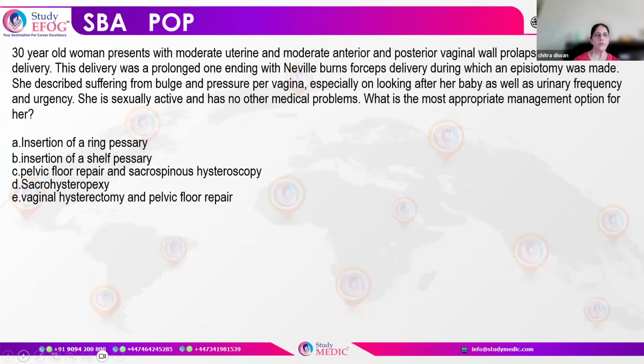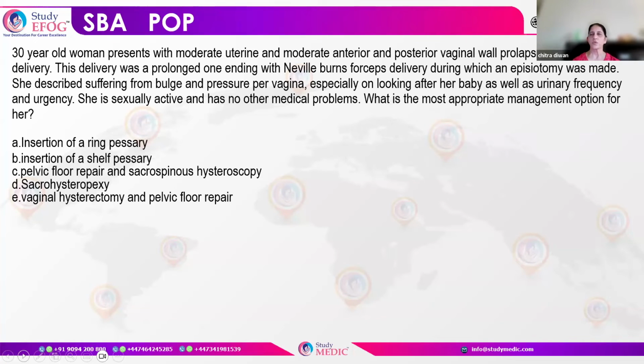Now you have another woman, 30 years old. She presents with moderate uterine and moderate anterior vaginal prolapse 6 weeks after her delivery. Now this was a traumatic delivery. She had undergone a forceps delivery and episiotomy was done. After that, she describes a bulge and pressure per vaginal, especially when she is doing some activities like she picks up her baby. She also has urinary frequency and urinary incontinence and urgency.